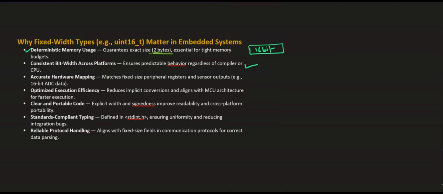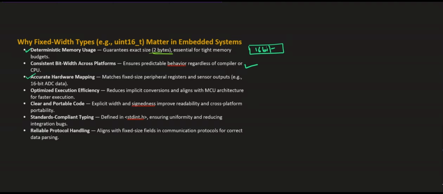Okay. Third comes the accurate hardware mapping. So what does accurate hardware mapping or interfacing mean? It means that many peripherals operate with fixed size registers, such as a 16-bit ADC, and we have to interface it with some sensor, and it needs to be 16-bit wide. So for correctness of representation, there shouldn't be any overflow or underflow of the data, whenever the interfacing is happening between 2 different hardwares. So that is why this is used for accurate hardware mapping or interfacing.